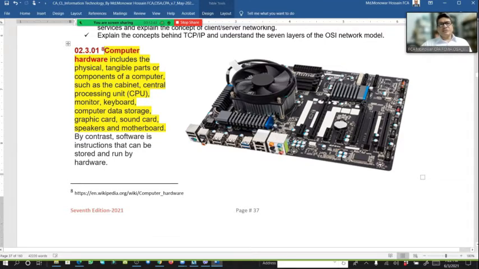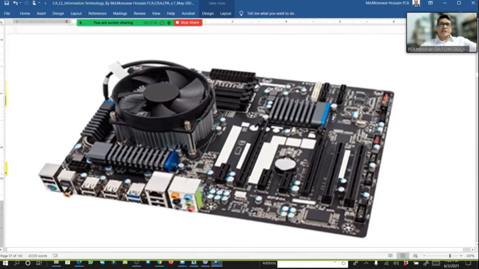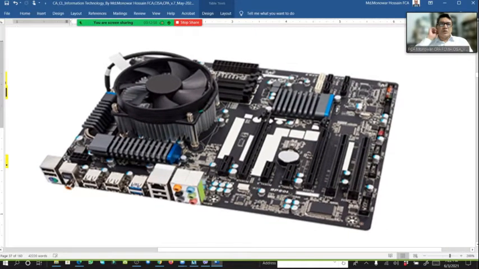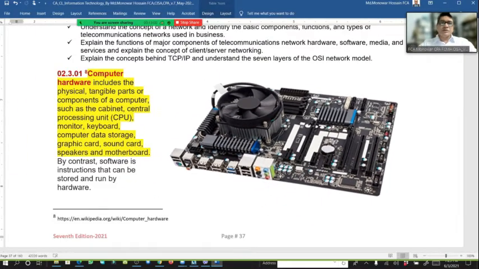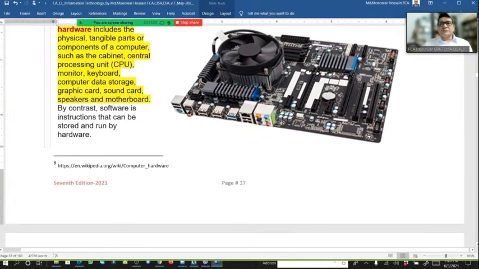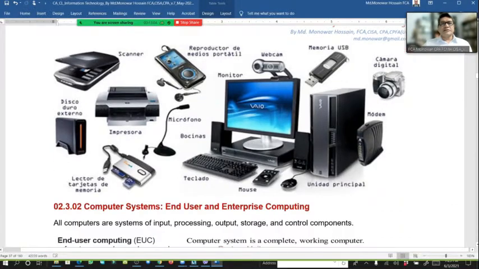By contrast, software is installed, stored, and run within the hardware. So we can see the parts of hardware here: motherboard, CPU, etc. The graphics card is also hardware. We can say here monitor, keyboard, and a scanner are all hardware.